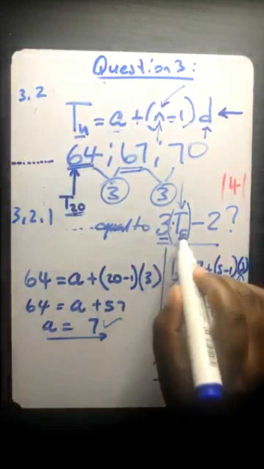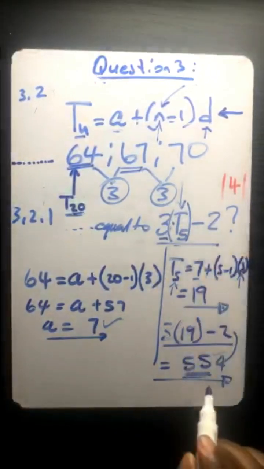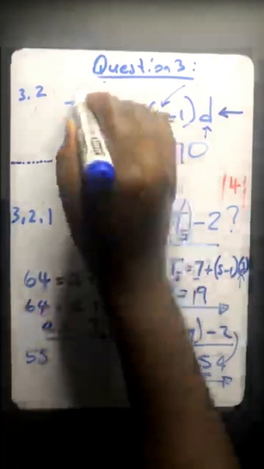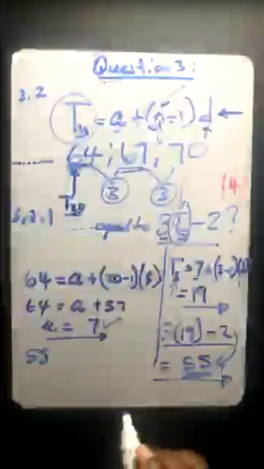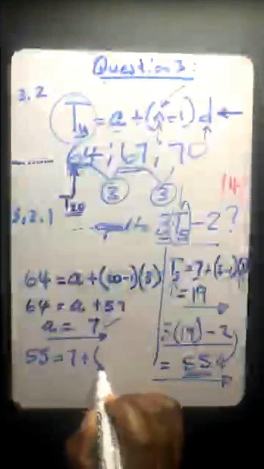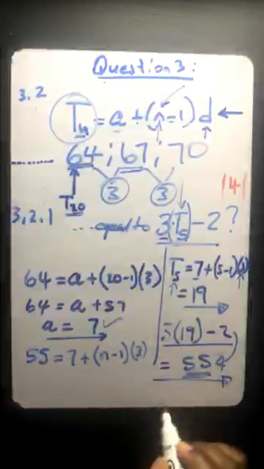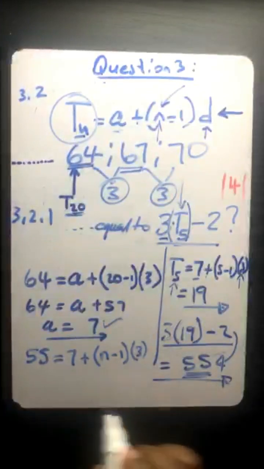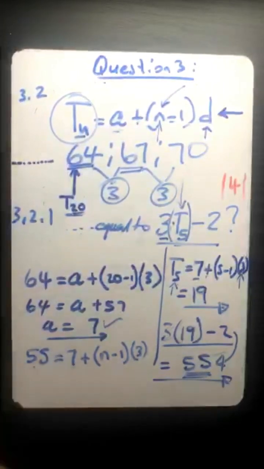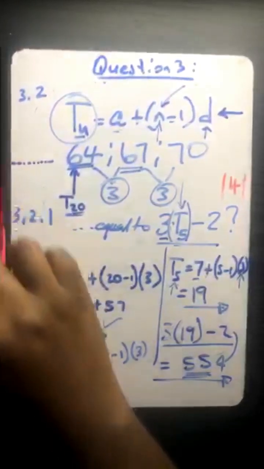So we now know that 3 times term 5 minus 2 is equal to that. So how about we substitute into that formula and say Tn is equal to that 55, and then we calculate for n. You said A is 7, plus what is n? n is what we are trying to calculate. What is D? D is 3. Then when you solve that, what are you getting as your A? Obviously this minus that. What is that? Let's see.